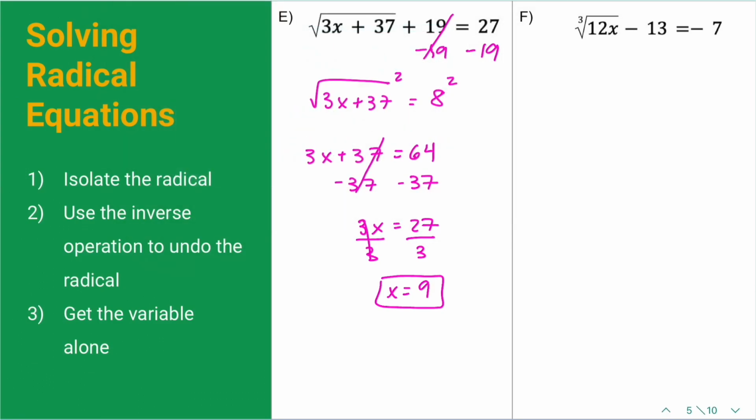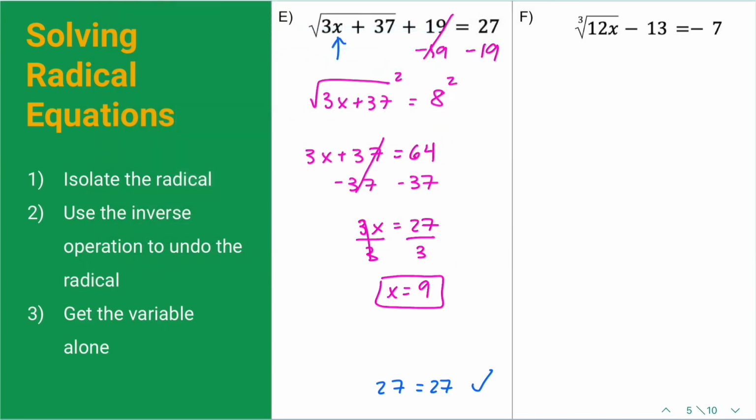So at the end, you'd want to go through and just take that 9 and plug it in here in your calculator. So I would do the square root of 3 times 9 plus 37, and then outside of the radical, so you have to hit the right button, I can write plus 19. I get 27 equals 27, so I know I'm good and it's not extraneous.